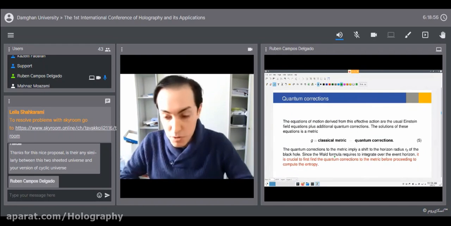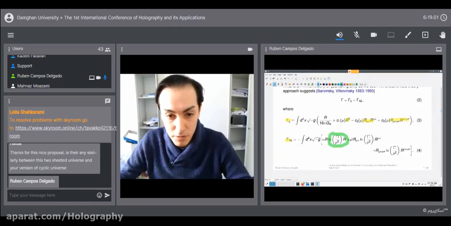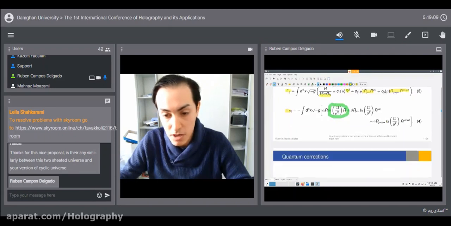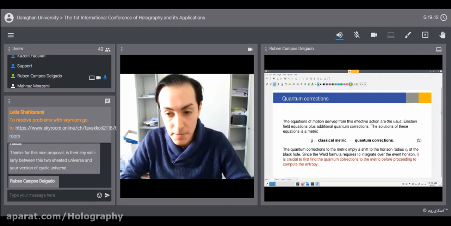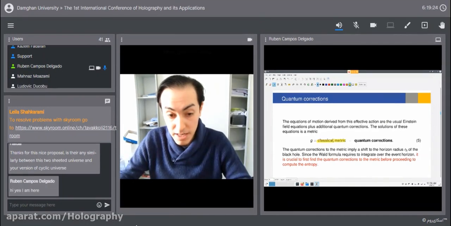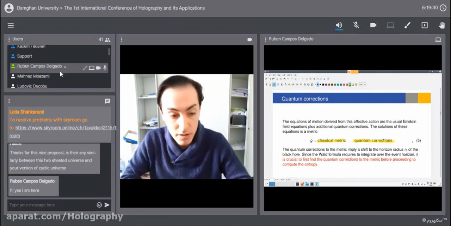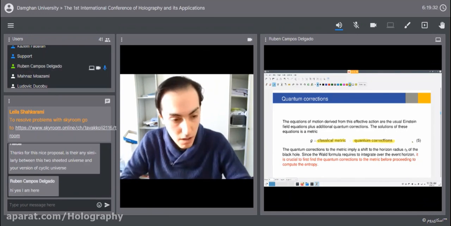Now we want to derive the equations of motion from this action. As I said before, this is the usual Einstein-Hilbert action, but here we have other additional terms. So the equations of motion will be the usual Einstein equations, but with some additional quantum corrections. The solution will be a metric written in terms of some classical metric plus some quantum corrections.